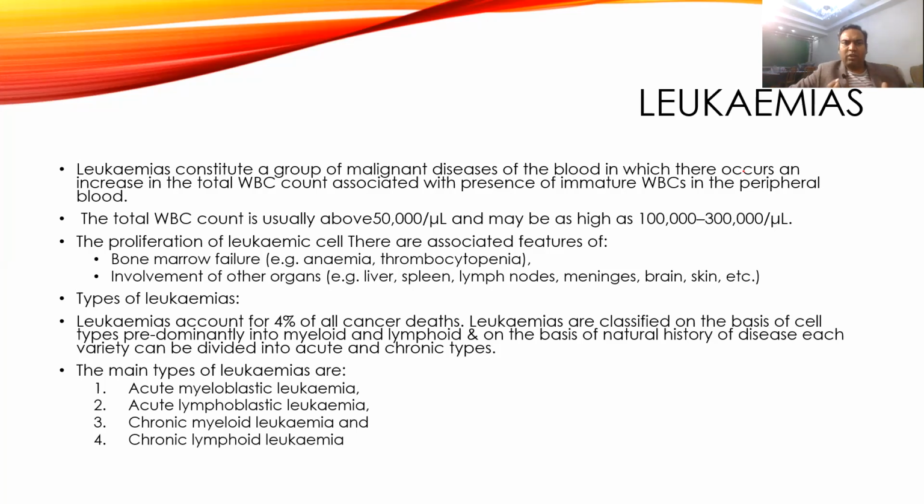Accordingly, they are divided into myeloid or lymphoid leukemia, and depending upon the duration, whether it occurs acutely, suddenly, or there is a progressive increase in the condition. If it occurs acutely, then it is acute leukemia. If progressively increasing, then it is chronic leukemia. Examples are acute myeloid leukemia, acute lymphoid leukemia, chronic myeloid leukemia, and chronic lymphoid leukemia.